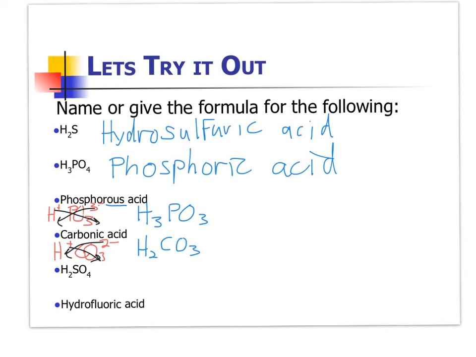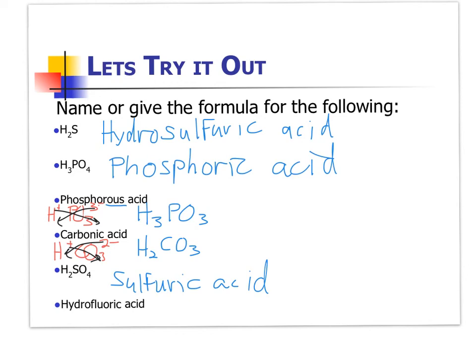Now, in the next one, we have H2SO4. I need to recognize that SO4 is a polyatomic ion. I have oxygen, so it's not hydro. It is just sulfuric acid. Not my favorite acid. I've had some run-ins that have left me scarred, so to speak.